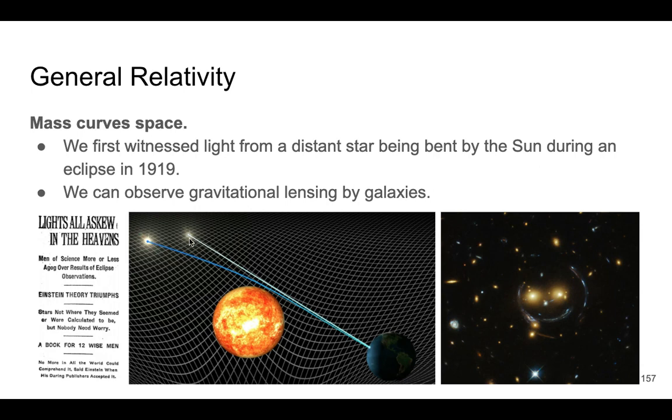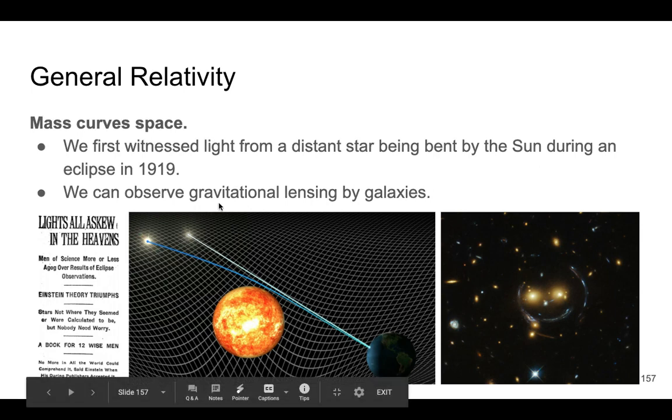Now, none of this is to scale, and the deflection is not nearly this much. It's actually very, very tiny and very hard to measure, especially in 1919, but they were able to do it. So yeah, this is mass curving space.